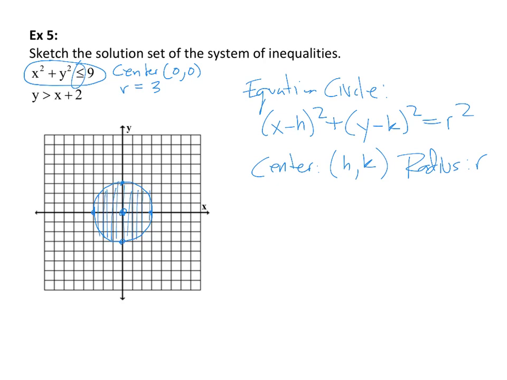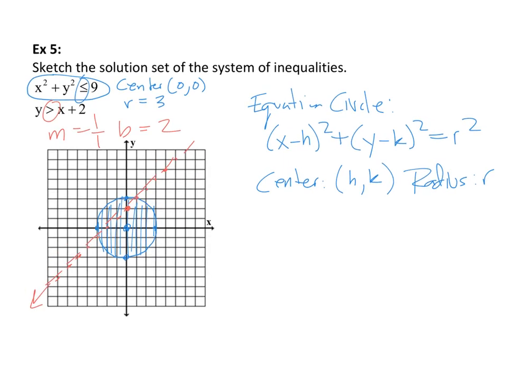For the other equation, we have m is equal to 1 over 1 and b is equal to 2. Let's graph our line. So here I have 2, and then my slope is up 1, right 1, down 1, back 1. And it says greater than, so it's going to be a dashed line. And I'm going to shade above.